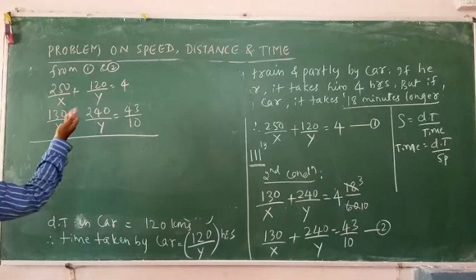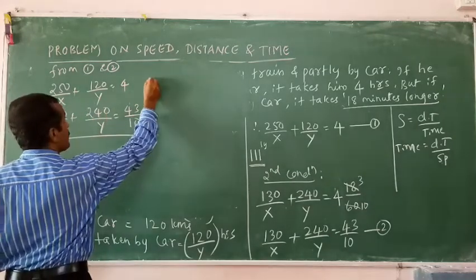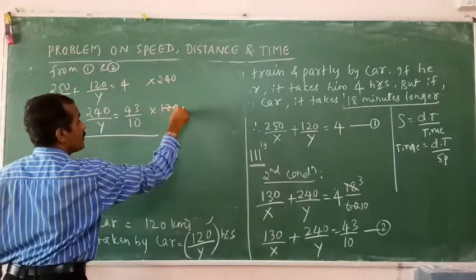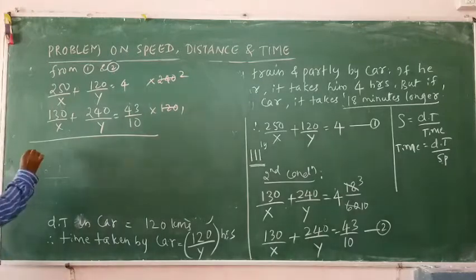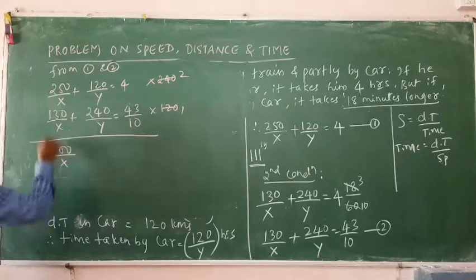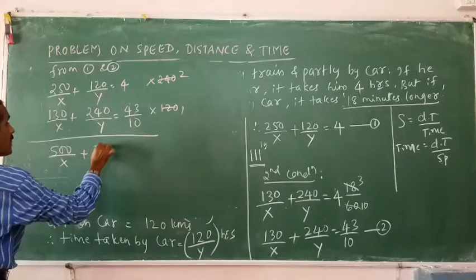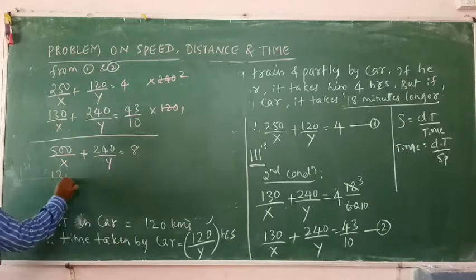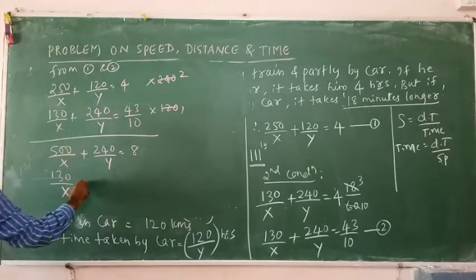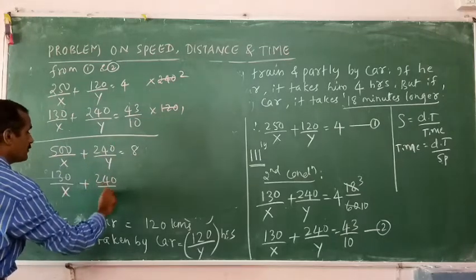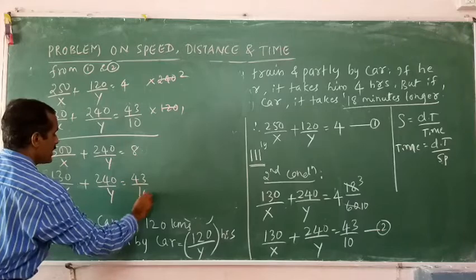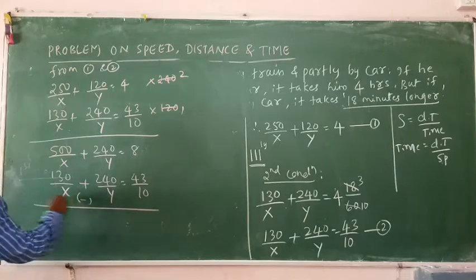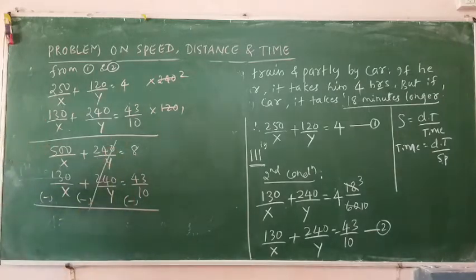Directly I can't cancel. I can multiply here by 2 and here by 1. 2 times 250 is 500 by x plus 240 by y is equal to 4 twos are 8. 130 by x multiplied by 1 plus 240 by y is equal to 43 by 10 multiplied by 1. Now minus and minus gets cancelled.